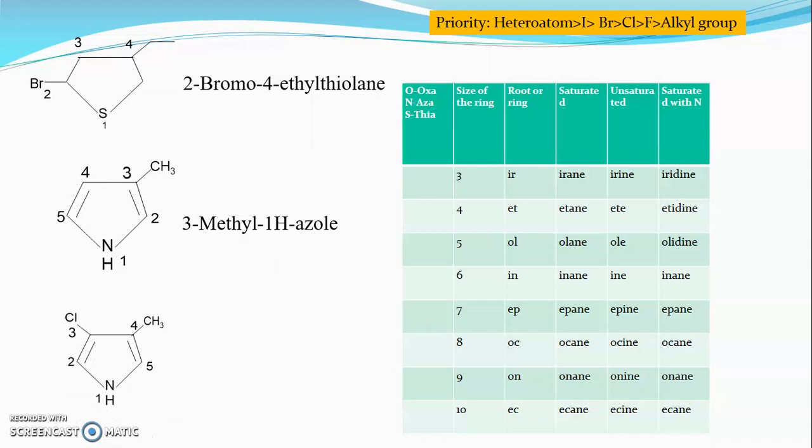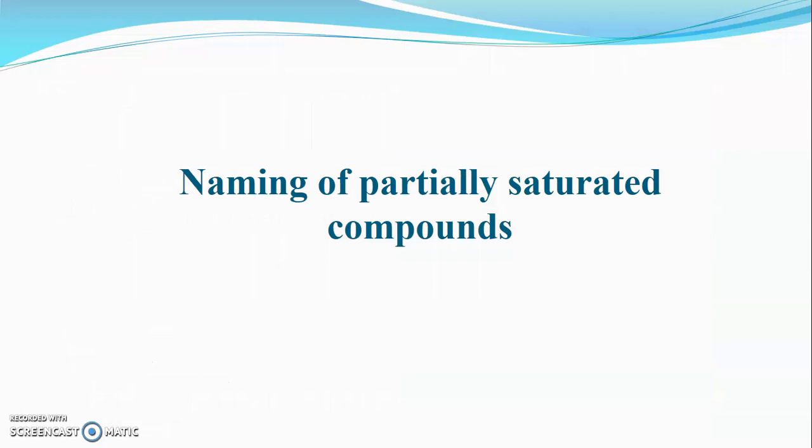Now here it is the same, the only difference is that at the 3 position there is a halogen, and obviously we are giving priority to halogens. So here it is 3-chloro, 4-methyl, 1H azole. You need to solve it yourself. I am just solving it because I already solved it in our lecture. Now we are starting with naming of partially saturated compounds.